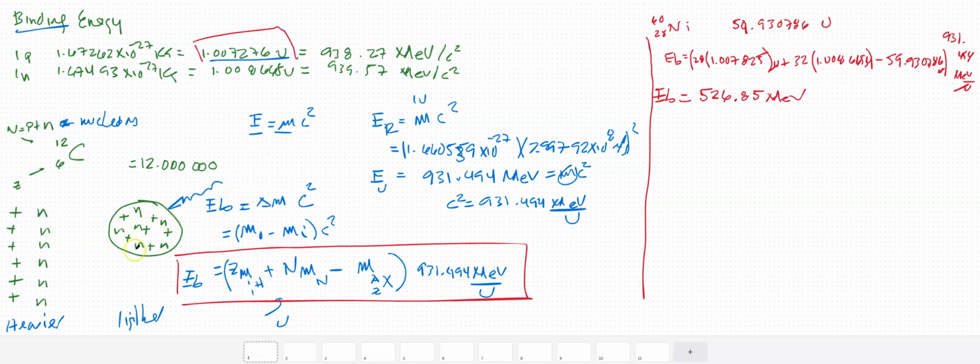You give this energy, you're going to separate them, and they're going to be heavier. Another quantity that is useful is the binding energy per number of nucleons, or A, the atomic mass. In the case of nickel, we divide the binding energy that we just got over 60, and then we get 8.78 mega electron volts per nucleon. Okay.